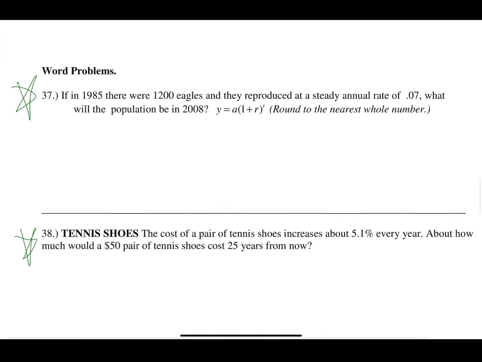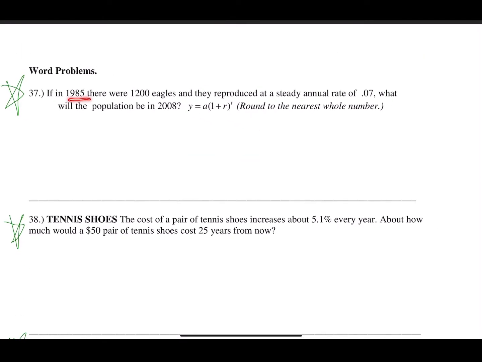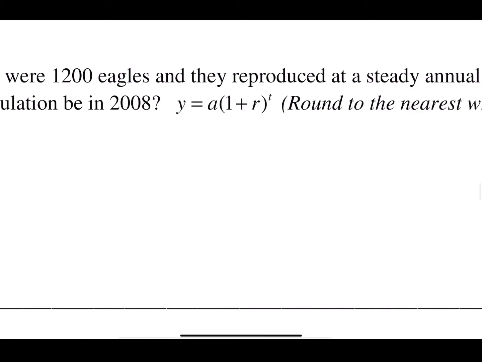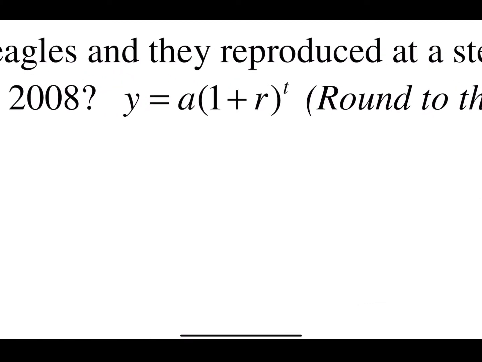So, follow along. In 1985, there were 1,200 eagles. They reproduced at a steady annual rate of 0.07. What will the population be in 2008? And they tell me to use this equation. Well, if I'm given y equals a times 1 plus r to the t, this is the form of an exponential function. A times b to the x. A is still the initial value. So we have whatever the initial value of this problem is a.